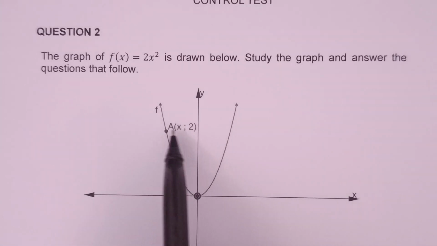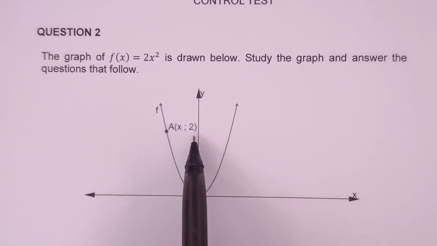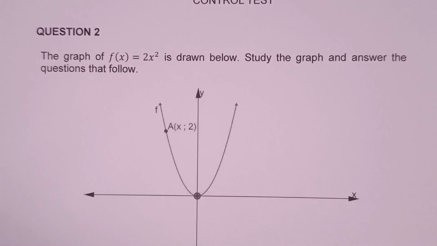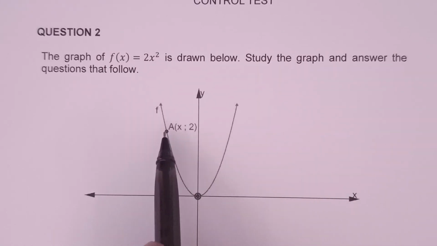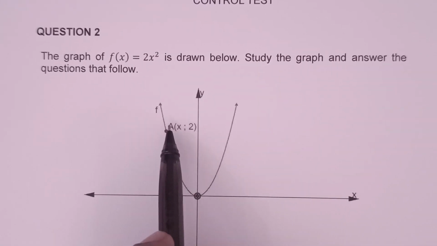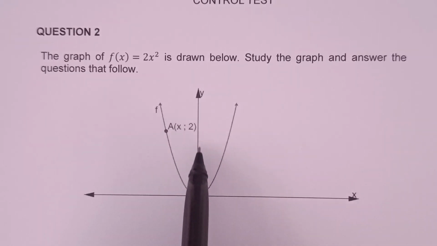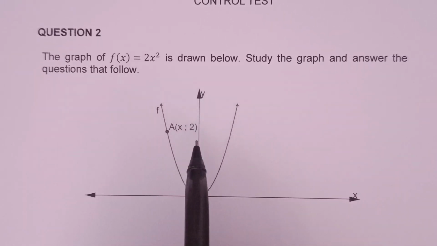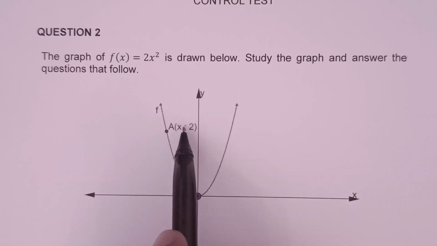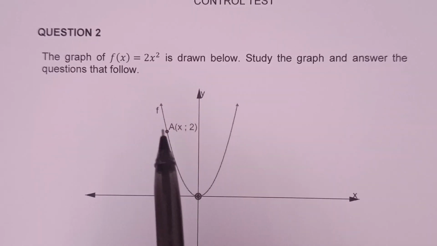So we have a given point, but the x coordinate is unknown. The y coordinate is 2. We can see that this given point is on the second quadrant, and on the second quadrant, y is positive and x is negative. So definitely that x should be a certain number which is going to be negative.